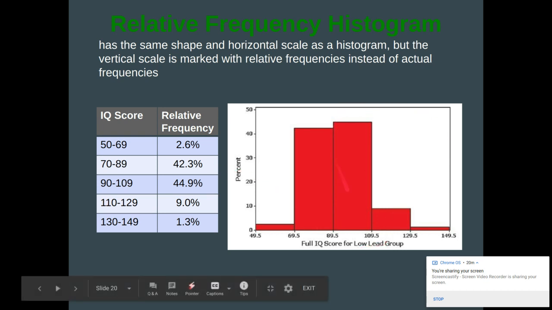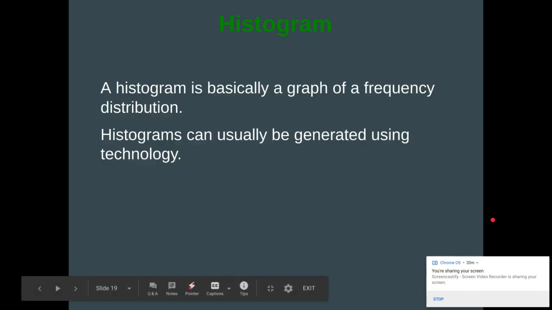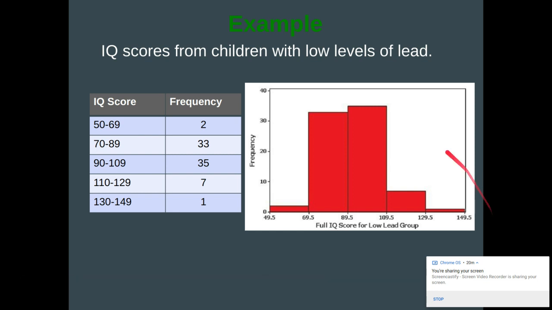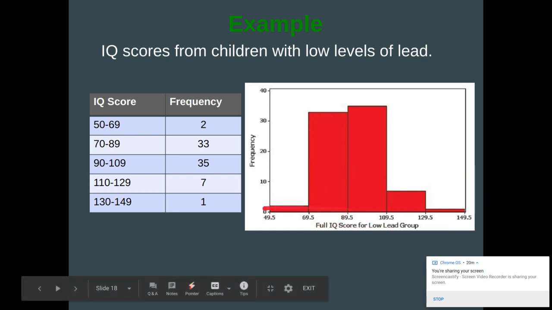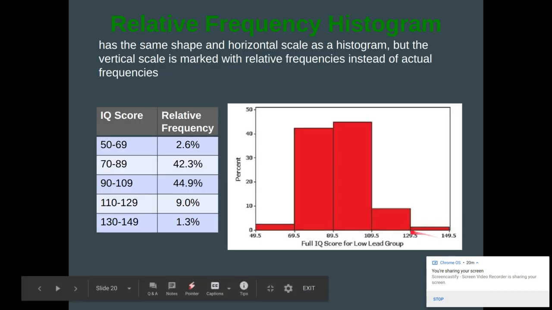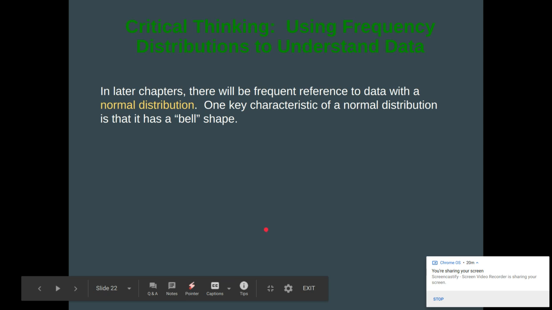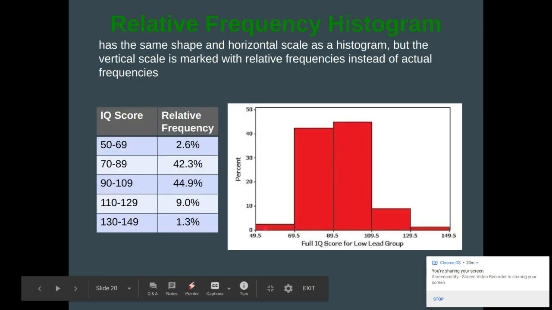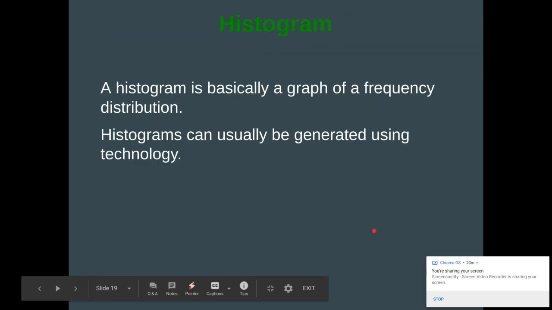Relative frequency histogram. Notice, look here. I'm going to jump back to the last one. But jump back, it looks the exact same. The shape looks exactly the same. And even if we look at the x-axis, our horizontal axis, it's also the same. It's also the exact same.